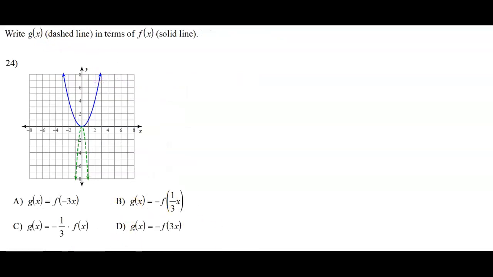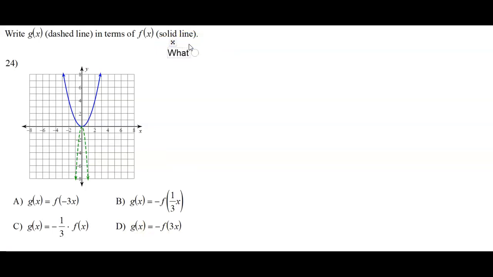So for this one, you're given 2 graphs, and your job is to find out if the blue one here represents the function of f and the green one represents g, what would you have to do? What transformations would you have to do to this blue line to make it look like the green line? And when we went over this particular lesson, I even had you guys write that question out. You don't have to do that, but it might help. But just keep that in mind.